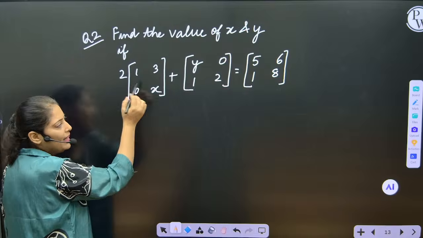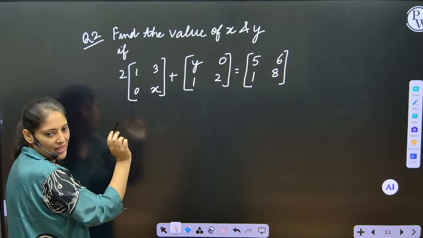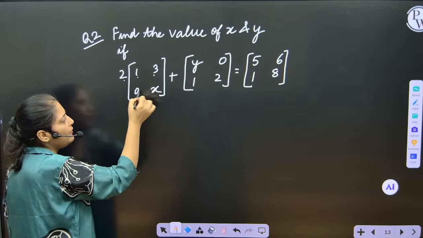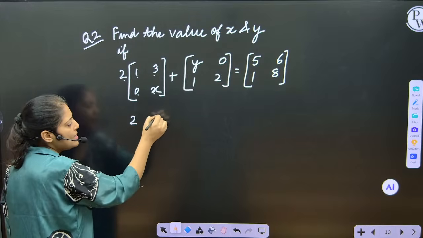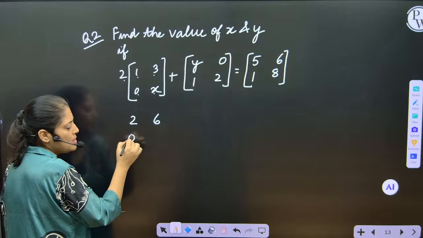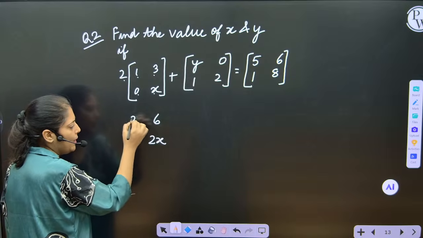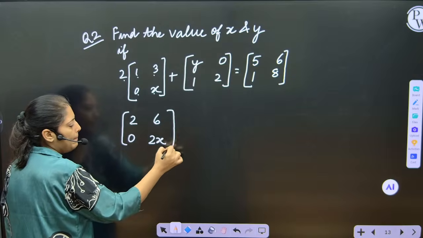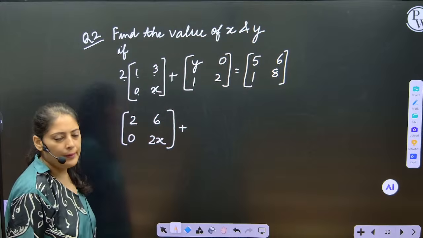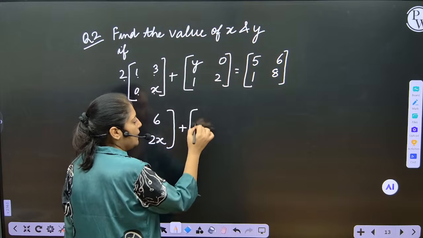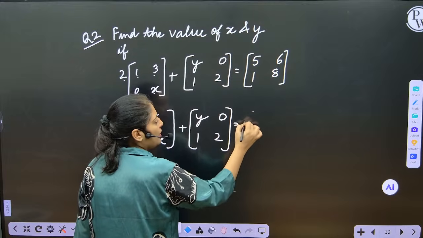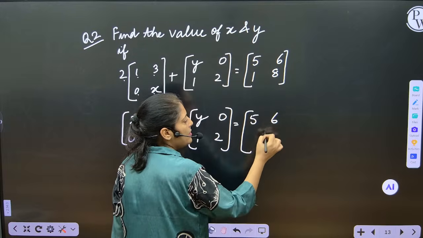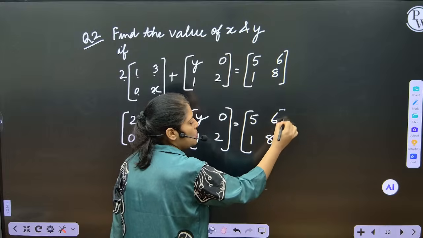2, any scalar, if I have to multiply with any matrix, this 2 will be multiplied with all the elements. So 2 into 1, 2; 2 threes are 6; 2 zeros, 0; 2 into x, 2x. Plus the other matrix [y 0; 1 2] will remain the same. The resultant matrix is [5 6; 1 8].